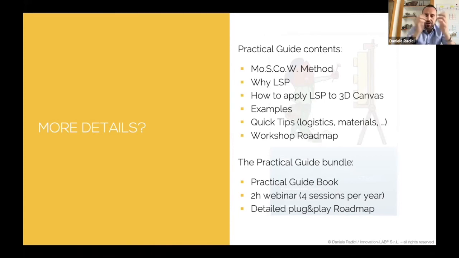The bundle, the pack, will include the booklet, a webinar. So we will do a webinar to maybe go deeper in some parts of the canvas, or for example, on the options, the optional parts, and a detailed plug and play roadmap. So you will be able to run the workshop just changing the number of participants, because for sure the roadmap depends on the number of participants, and it will be part of your toolkit.